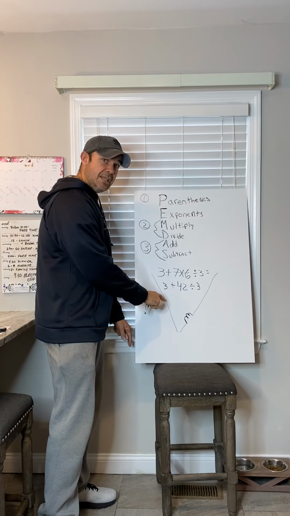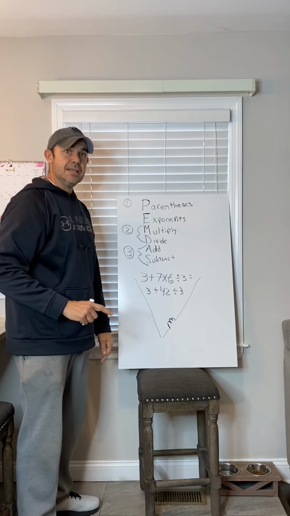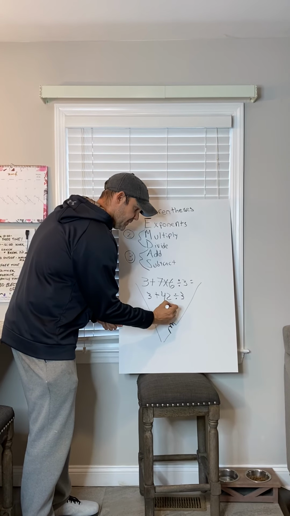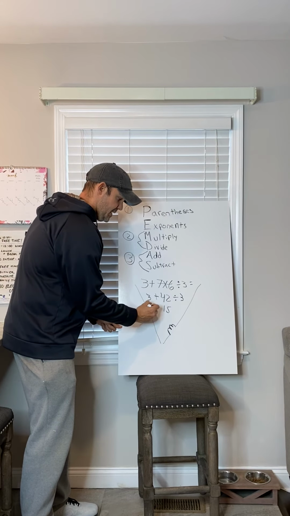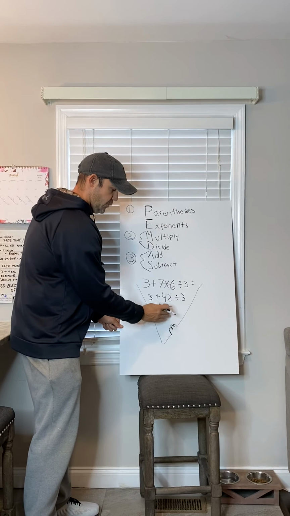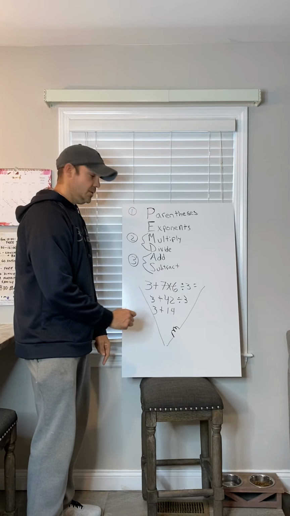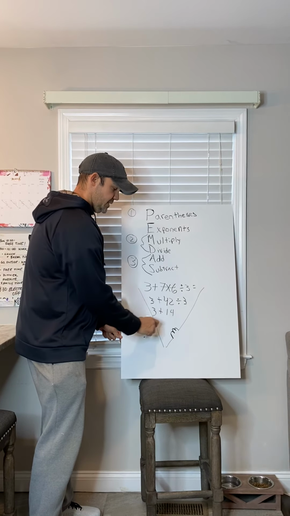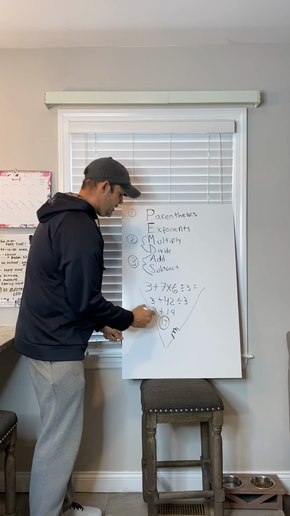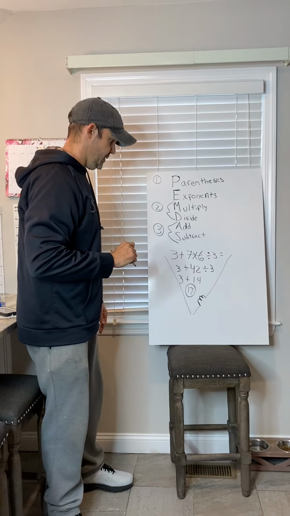What you have to do here is you have to do 42 divided by 3 first. 42 divided by 3 is 14, and then you do 3 plus 14 is 17. And that was the answer to number 3 on your worksheet.